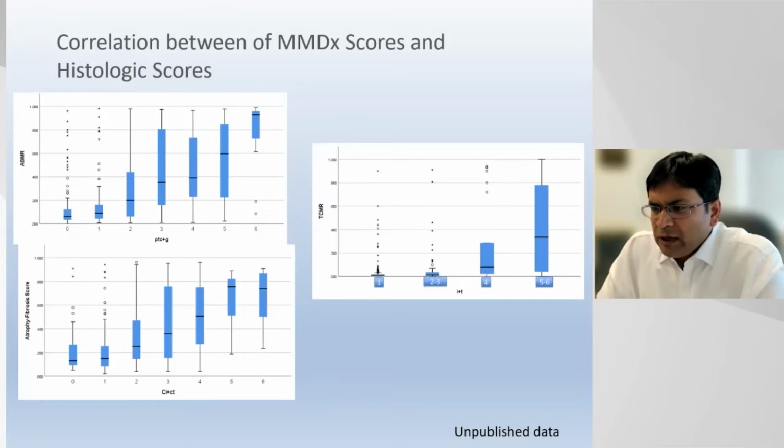You see a much less tight correlation between INT, which is interstitial inflammation and tubulitis, compared to TCMR scores on MMDx. And that's not a new finding anymore. And I'll discuss this in a lot more detail with regards to management in the next several slides.